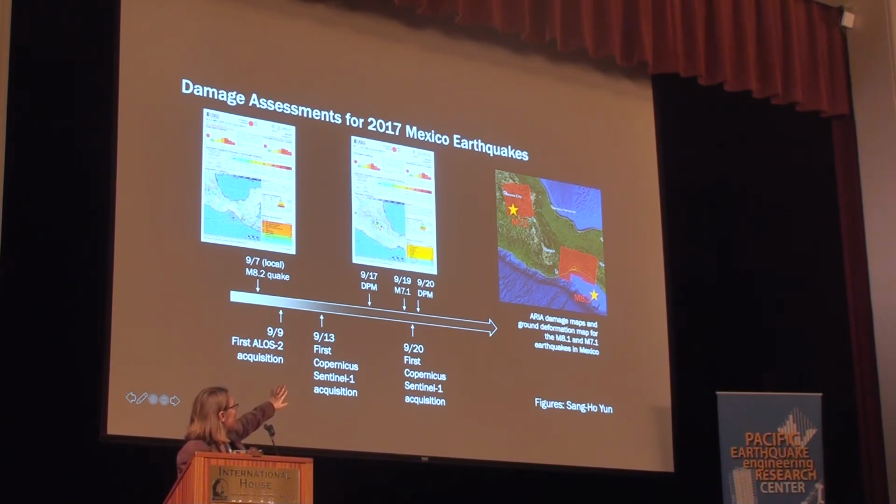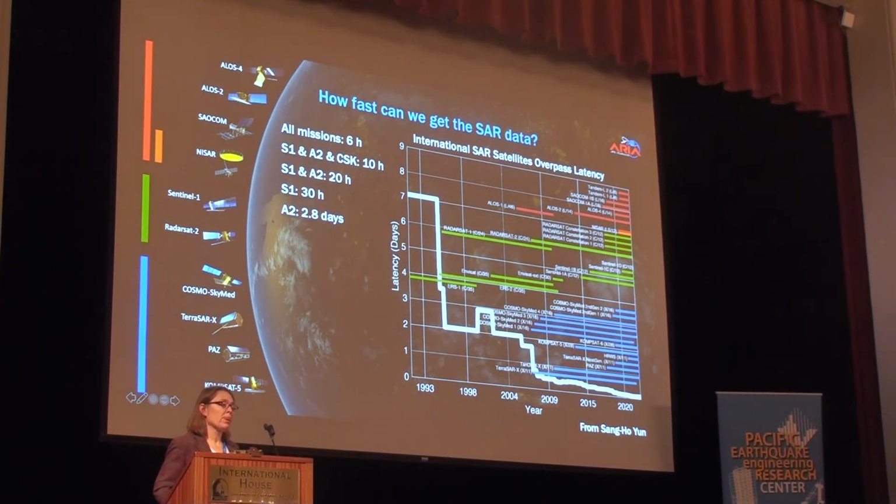But then when the next earthquake happened in nearly the same region, or similar, also in Mexico, the first overpass happened within 24 hours, and because we had practice with the prior earthquake, we were able to actually get out the damage proxy map within 24 hours. And so it's somewhat serendipitous how quickly we can get this data out to the disaster response agencies.